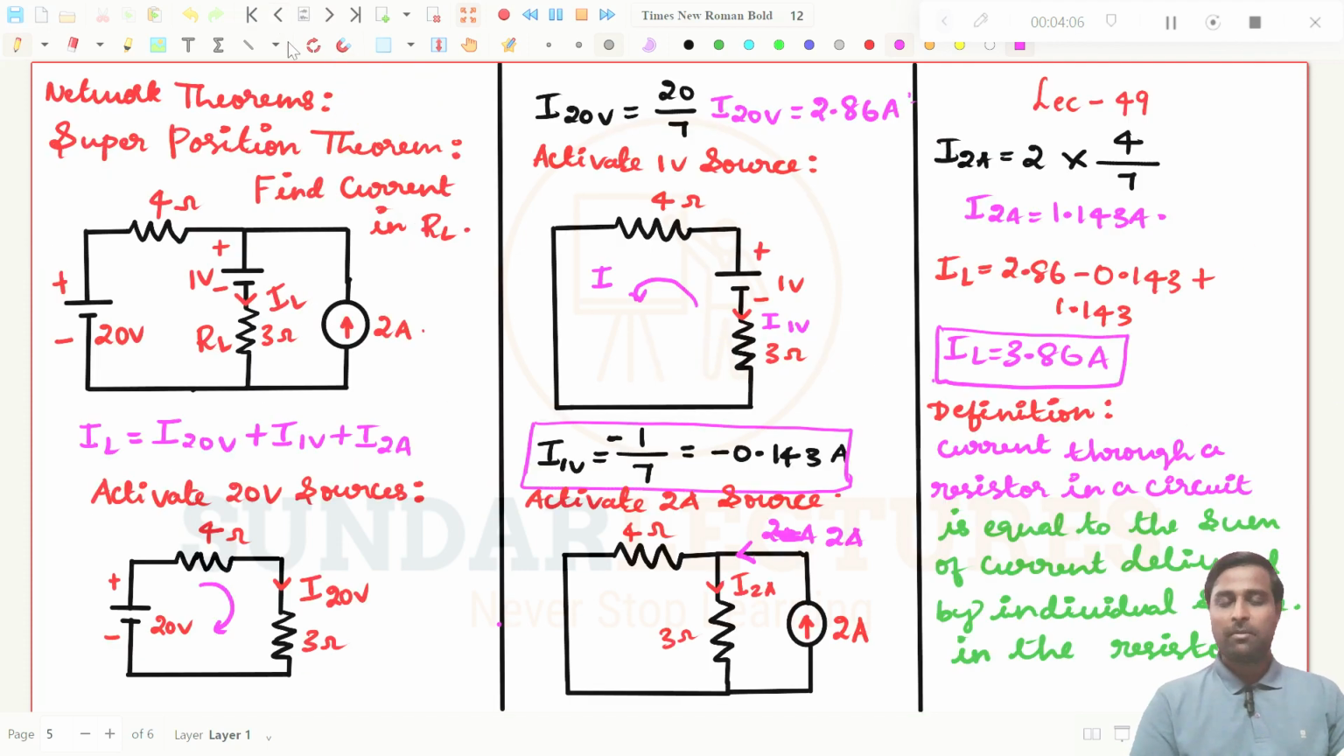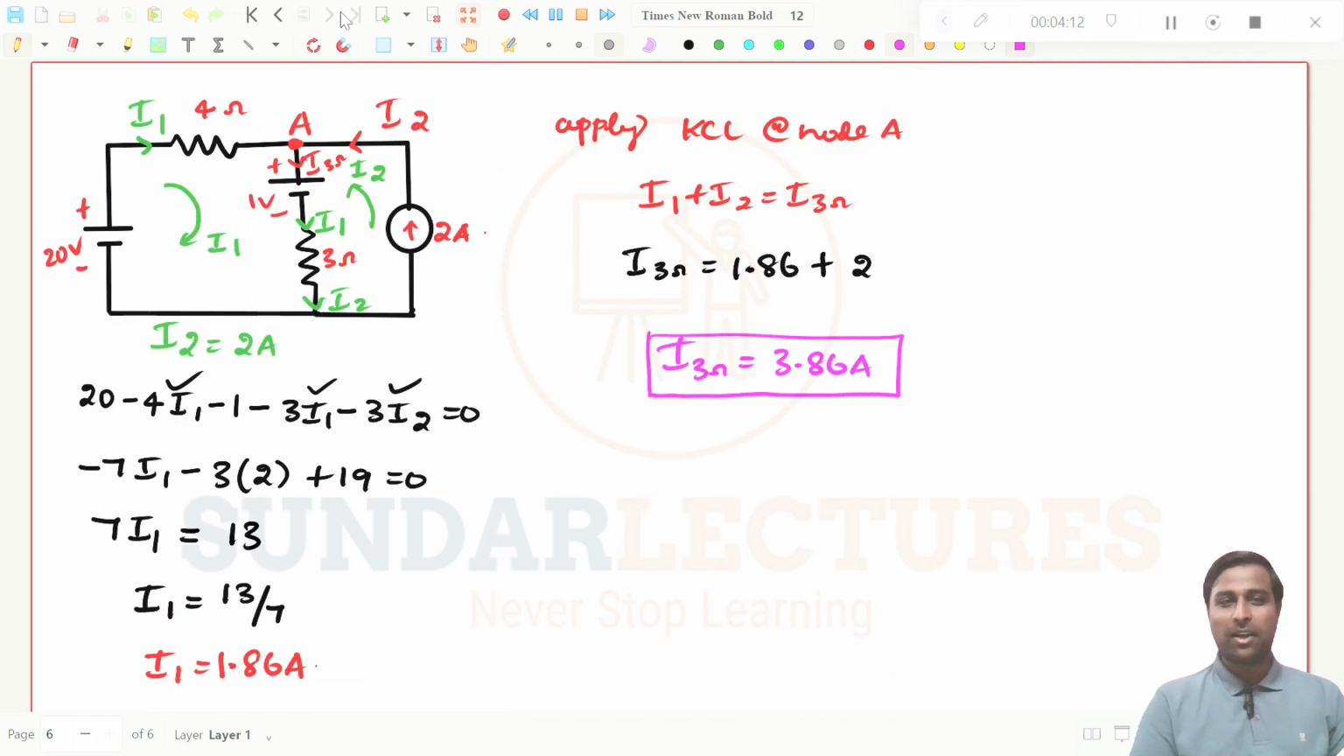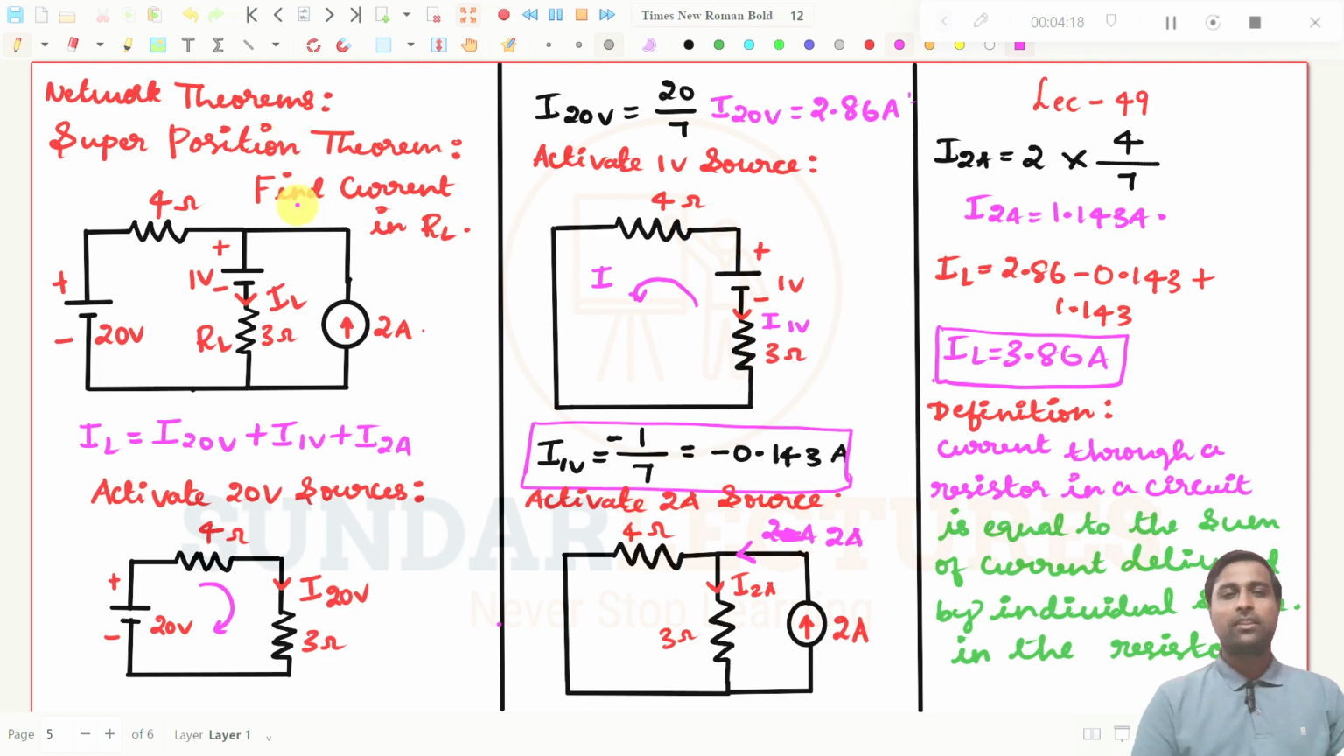Maybe you will ask why I need to find it this way, because it is very simple here. We have followed a different procedure. The superposition theorem will put a good platform for many theorems. Maybe we are going to see Norton's theorem and Thevenin's theorem. We are going for those theorems, and this superposition theorem plays a major role.